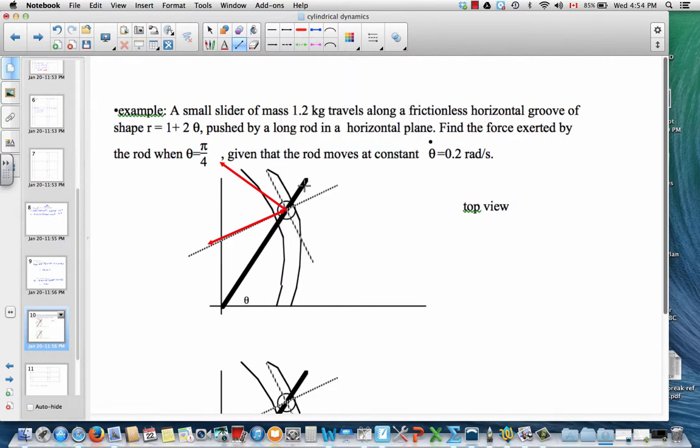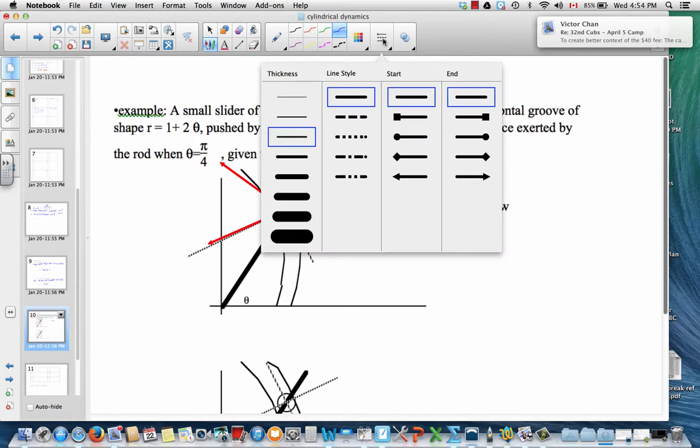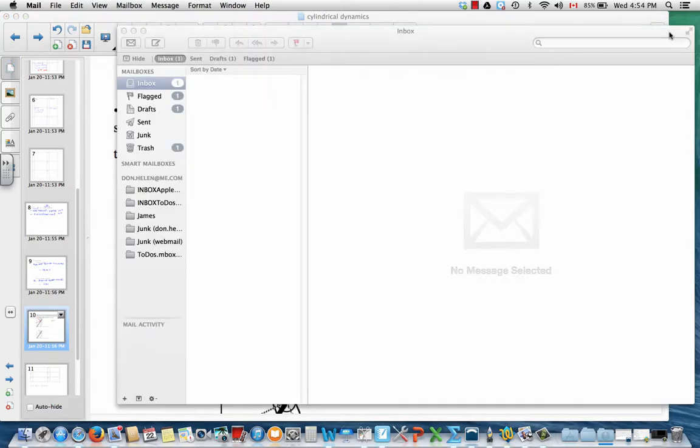We're going to resolve this into force components in the radial direction. So this will be radial here, the direction of increasing r, and then perpendicular to that will be the direction of increasing theta. That's the theta hat direction. So that then leads to the following.